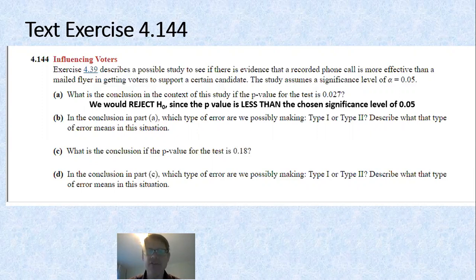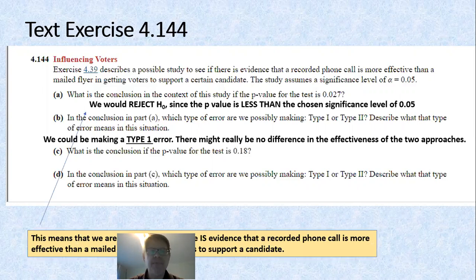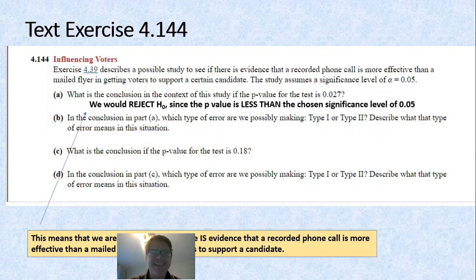And what does that mean in the context of the study? Well, in the context of the study, that means that we're concluding that there is evidence that the recorded phone call is more effective than the mailed flyer in getting the voters to support the candidate. Rejecting the null hypothesis means that we believe the alternative, and that would be that the phone calls are more effective than the flyers.